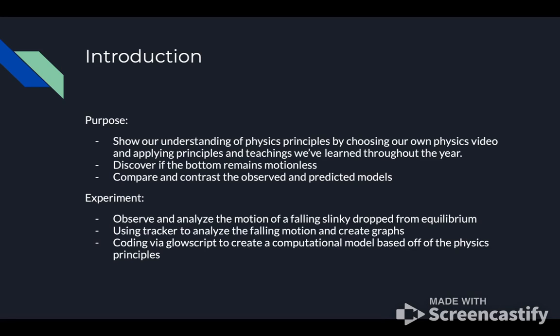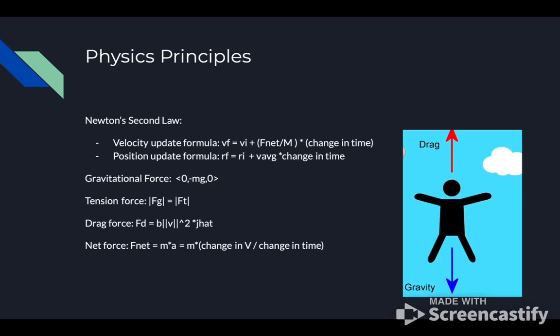predicted models. For the experiment, we observe and analyze the motion of a falling slinky dropped from equilibrium, using Tracker to analyze the falling motion and create graphs, and coding via GlowScript to create a computational model based off the physics principles. The physics principles used are Newton's second law, which we use to find the velocity update formula and the position update formula.